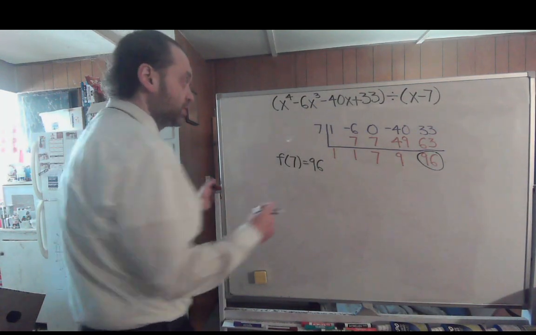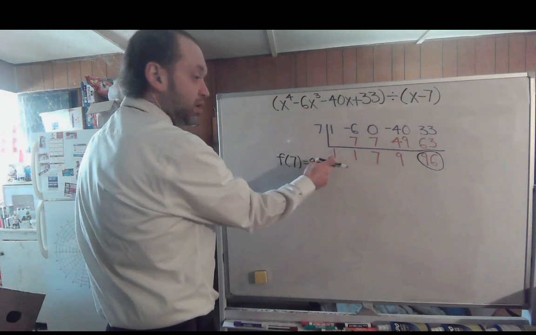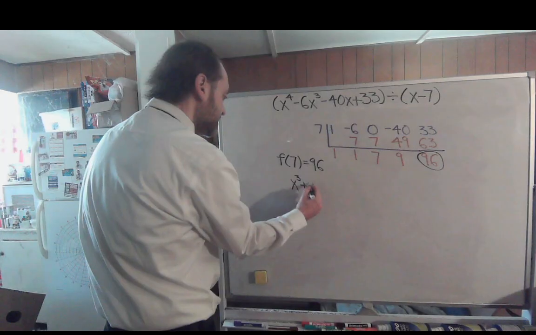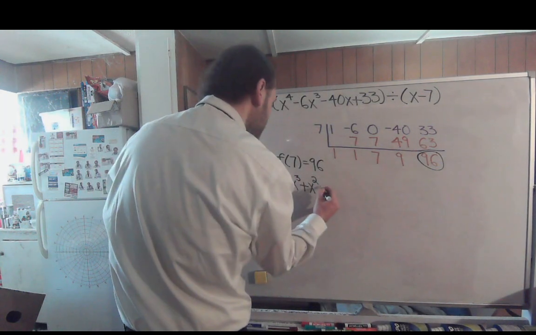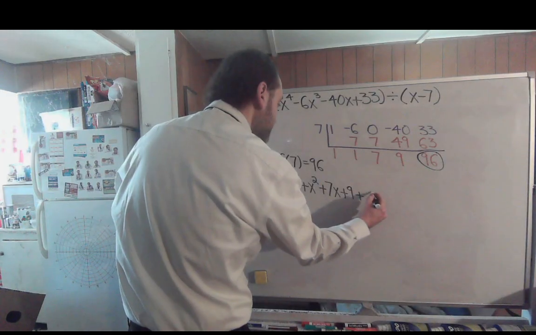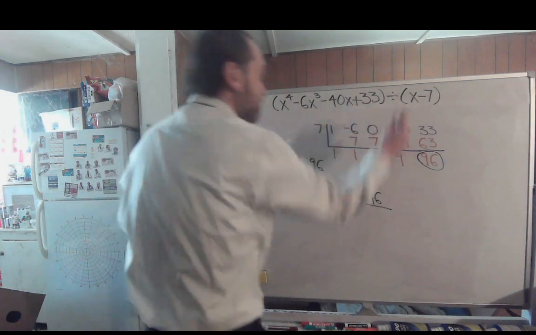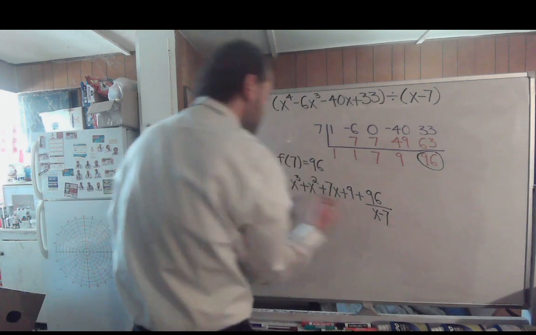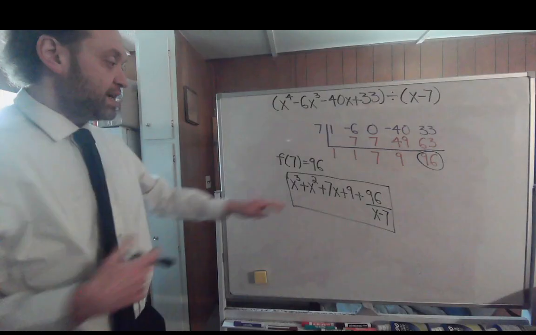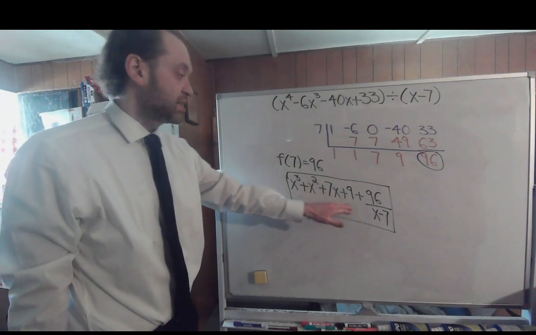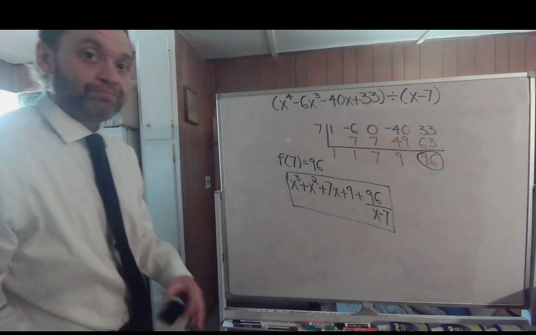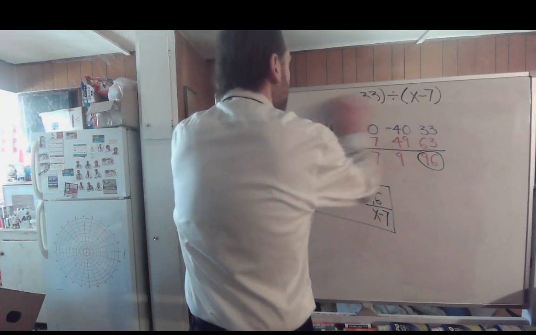Now, the answer is going to be, of course, 1 less power than the polynomial you'd start with. So this would be x to the third plus x to the second plus 7x plus 9 plus that 96 over x minus 7, the one you were dividing by. I shouldn't really call it a factor because it's not. That would end up being your answer. I have about 2 more, then we'll be done for the day.